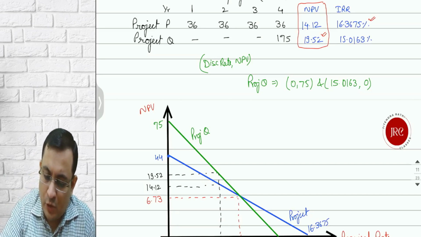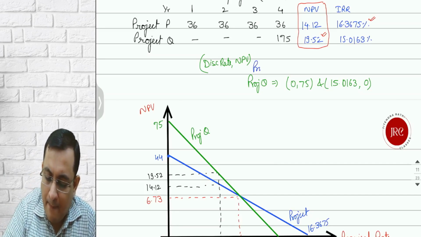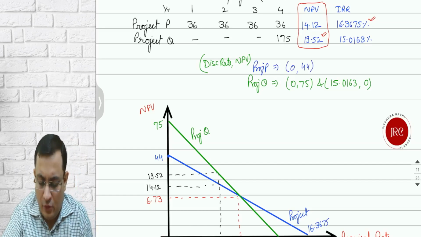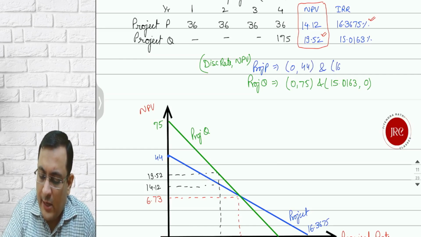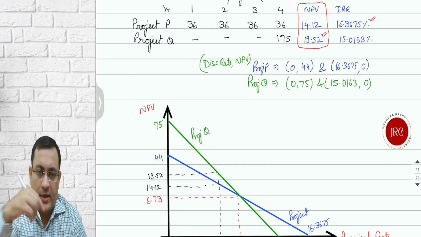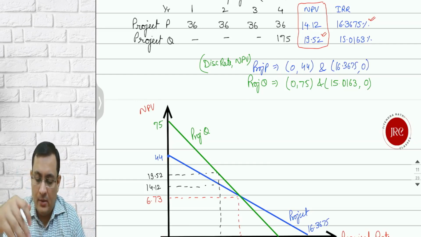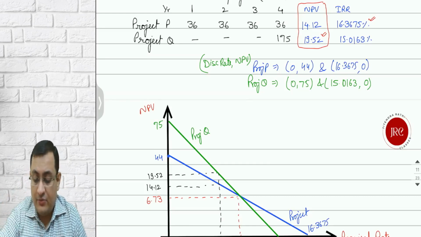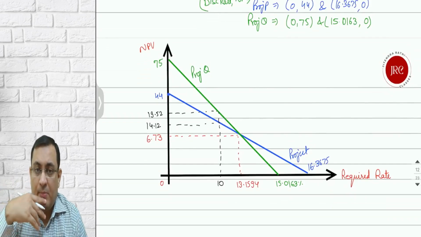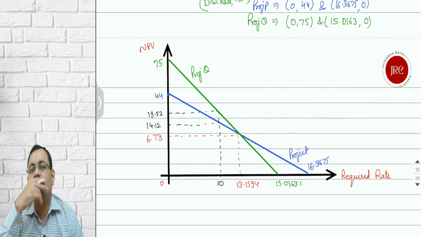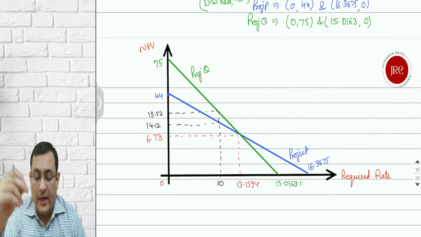Same with project P. With 0 discounting rate, NPV will be 44. And with the 16.3675 discounting rate, NPV will become 0. Using these two coordinates, we can draw a line on this discounting rate and NPV chart, and we can create an NPV profile. And we got a point where these two lines are intersecting.